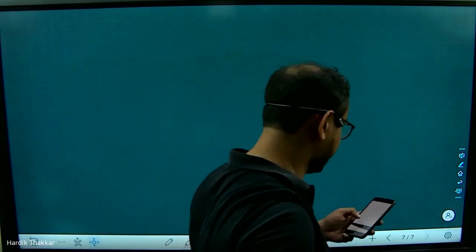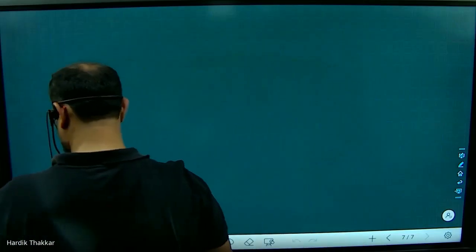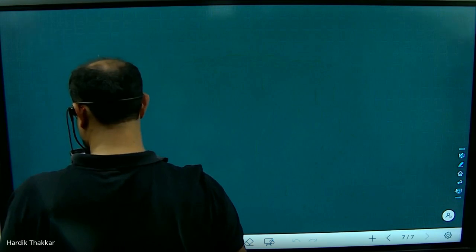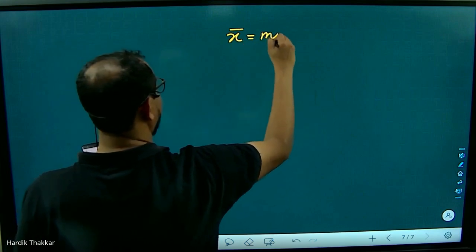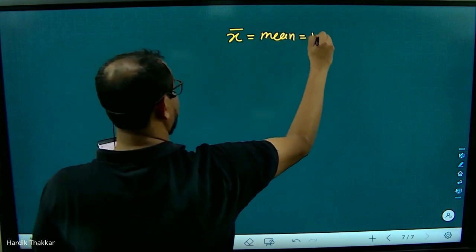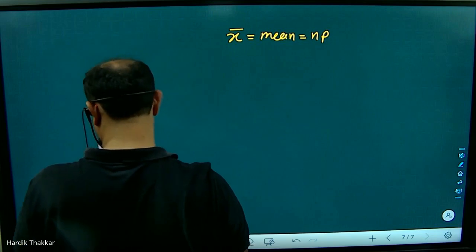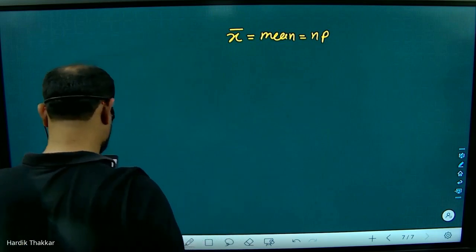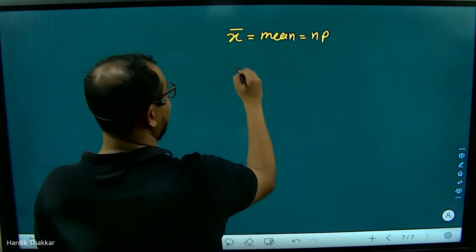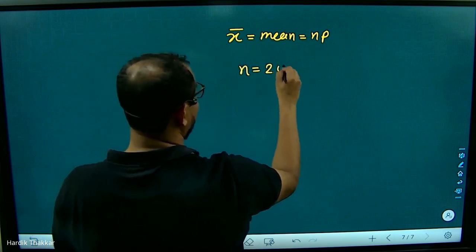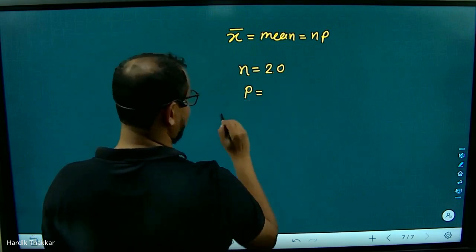So in question number 5, it says find the expected number of heads. Expected number of heads means mean. You have to find the value of mean, and that is NP. In 20 tosses of a fair coin. So here the number of trials is 20. Now what is the value of P?